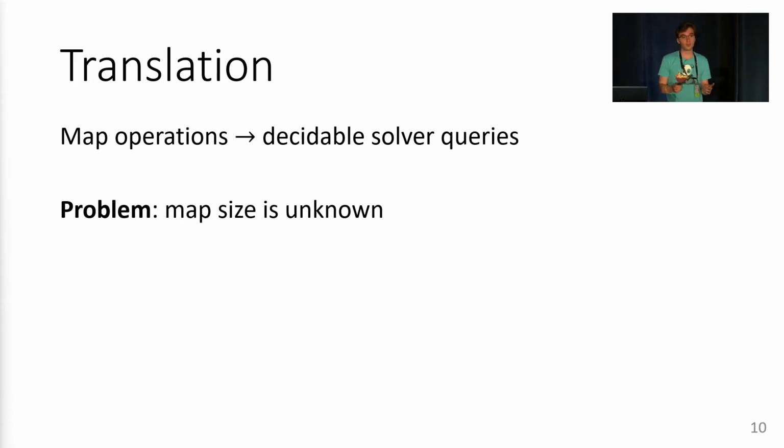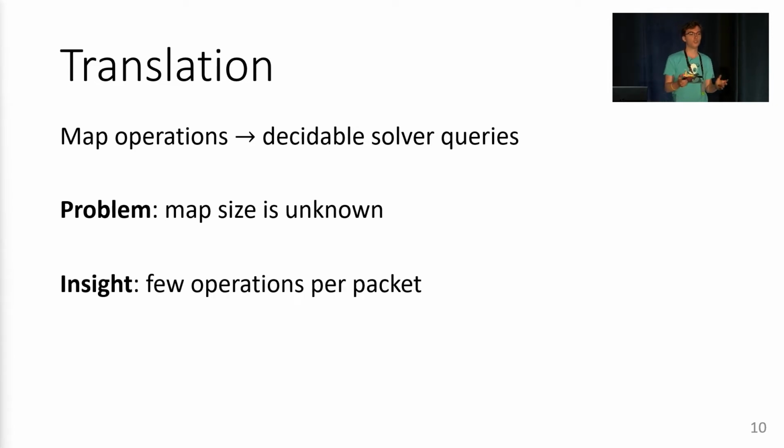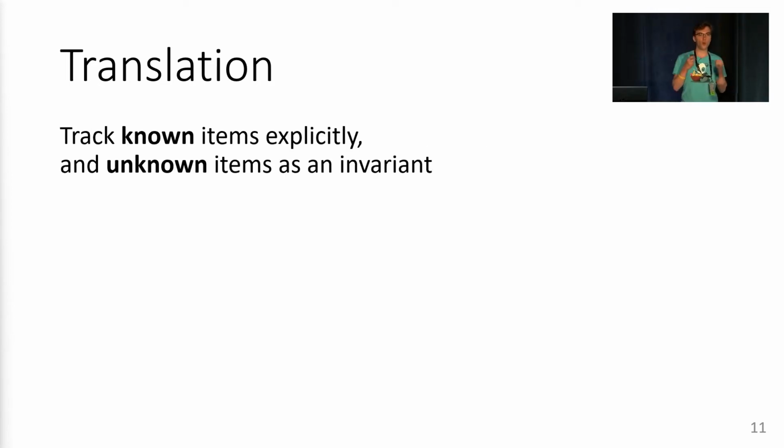The insight is that actually a network function only performs a few operations per packet, per iteration of the network function code. So what we're going to do is keep track of the items we know about, which are those explicitly manipulated by the network function in one packet processing iteration. And then the other items, however many there are, we're going to keep track of them as an invariant.